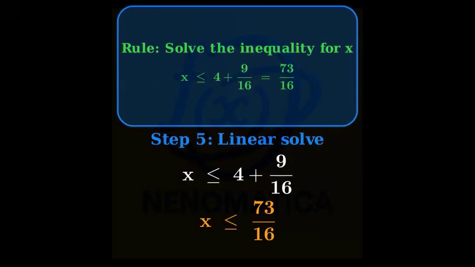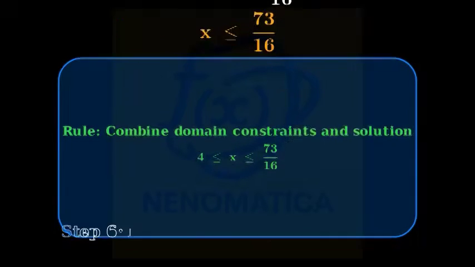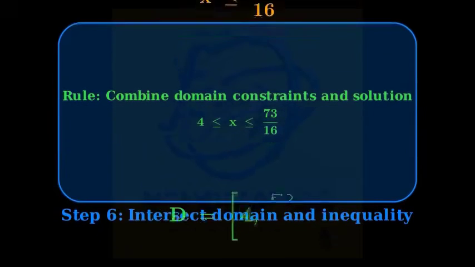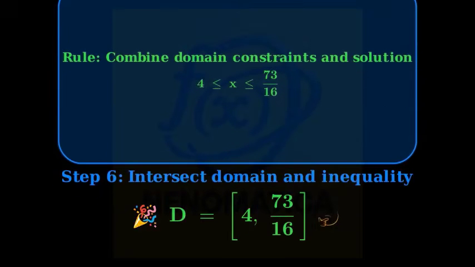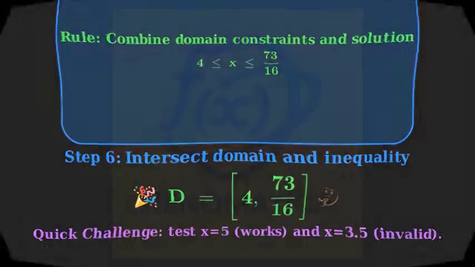Finally, intersect this with the domain x greater than or equal to 4 from step 1. The intersection interval is the solution set. As a quick challenge, test a value inside and outside the interval. Quick challenge. Pick x equal to 5, then evaluate the left side. It should be greater than.